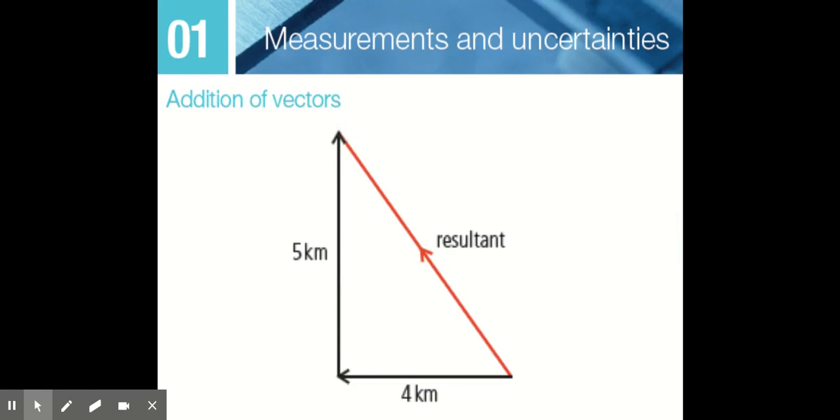Now, vectors are not always going to be straight lines. This is where your trigonometry and geometry with SOHCAHTOA come in. This is a great example of a displacement problem. You walked 4 kilometers to the west and then 5 kilometers north. What is your magnitude and direction? You would not say you walked 9 kilometers. That's your distance. Your displacement is that red line.